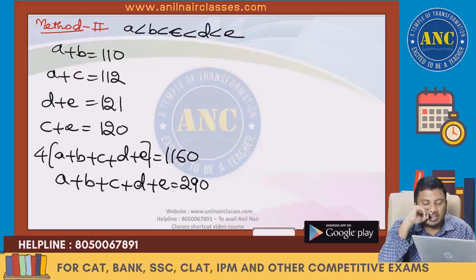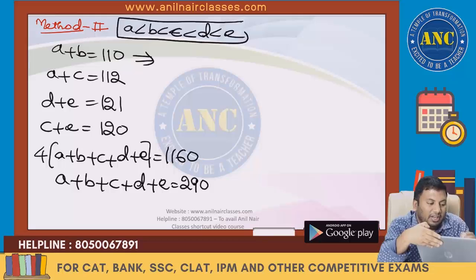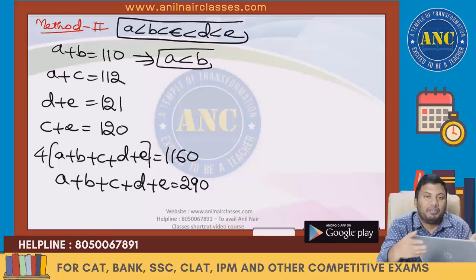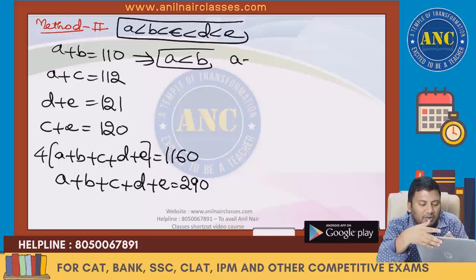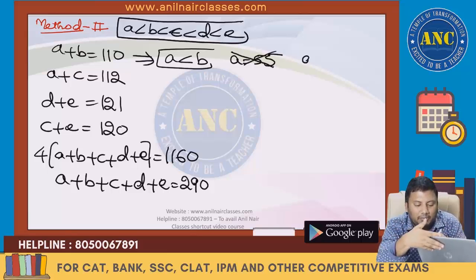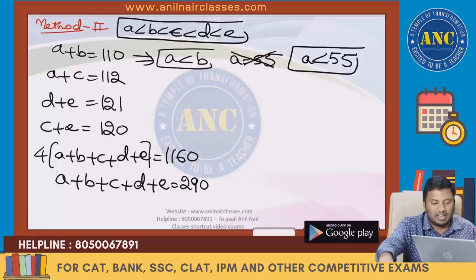Now, why did I say it should be 2? Think logically. A less than B less than C less than D less than E. If A plus B is 110 and A is less than B, then if both were equal, A would be 55. Since A is less than B, A has to be less than 55. Are you all with me? The lowest weight has to be less than 55.